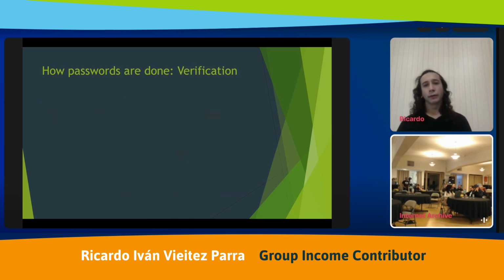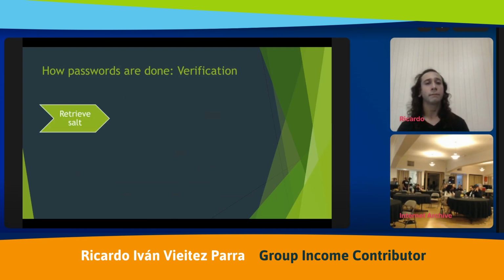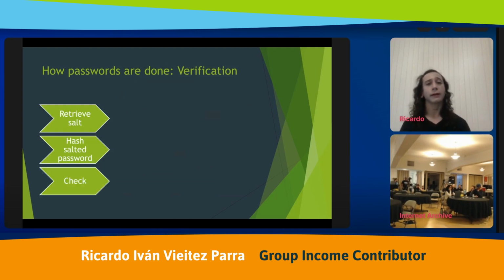So then after the password is stored, the last step is verifying that the password worked. This would be, for example, when one hits submit in the login form. So the steps are: we retrieve the salt from the database. Remember that it was stored alongside the password. Then the password that was provided by the user is hashed together with the salt, and then we check whether the two hashes match.